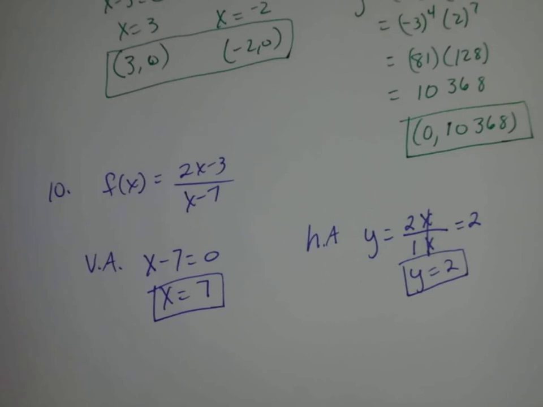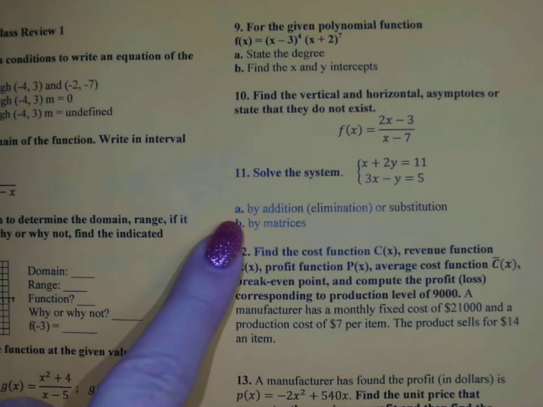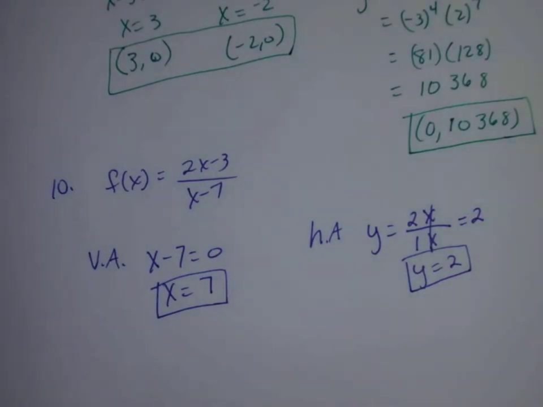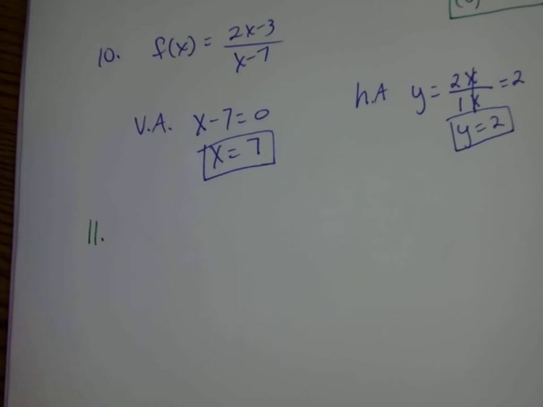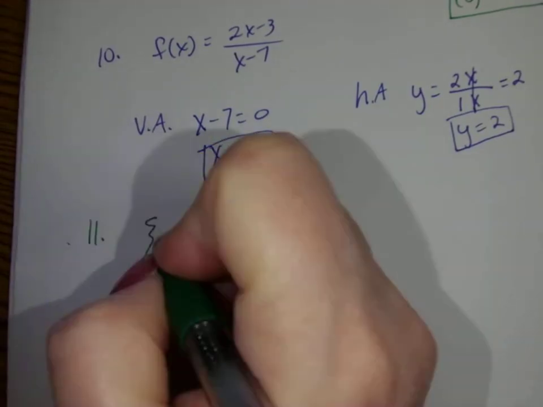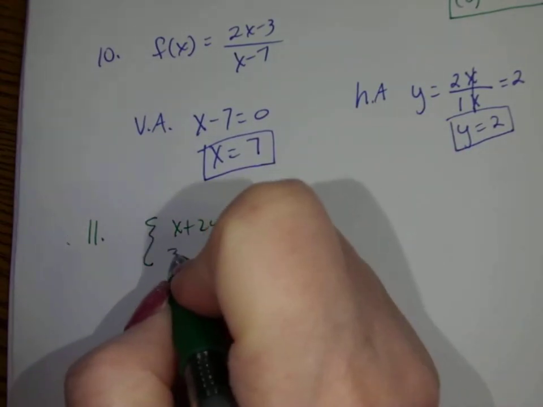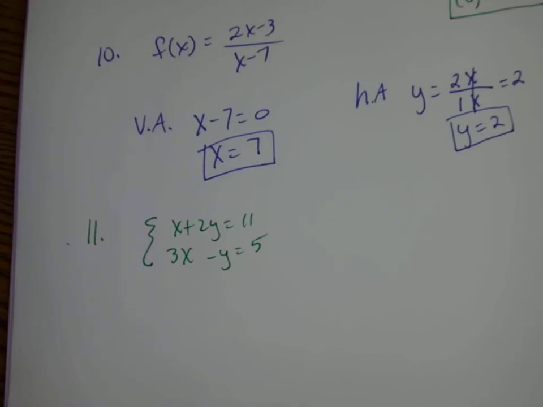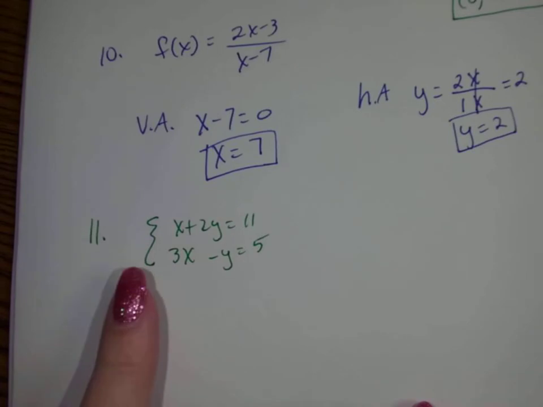All right, our next problem, number 11, we're solving the system. We're going to do it 2 ways. We're going to go by addition, which is elimination, or you can do substitution, and then we're going to solve it by matrices. All right, so this is number 11, and our system is x plus 2y equals 11, and 3x minus y equals 5. All right, so we got to figure out which variable we want to cancel. I think I'm going to cancel the y's. You could go for the x's.